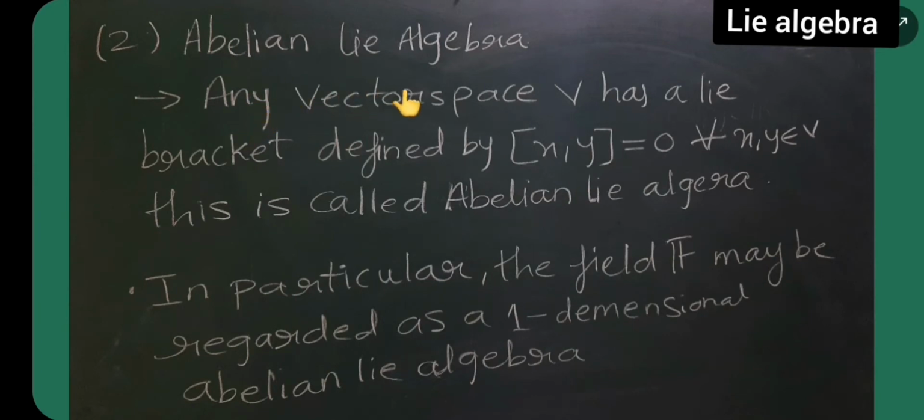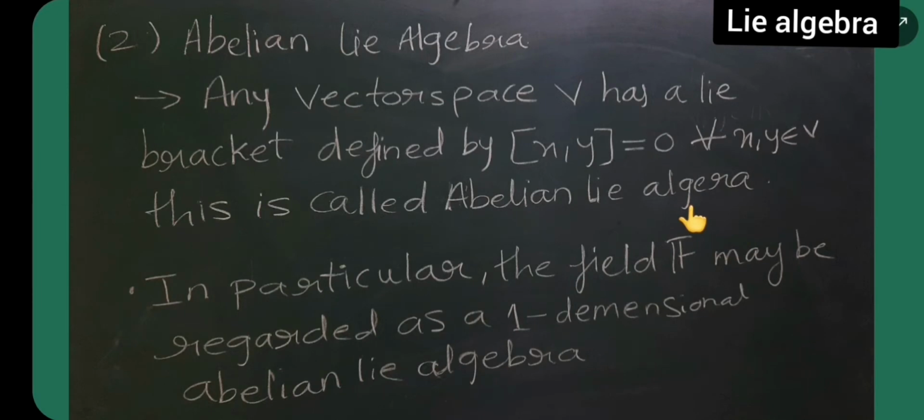Now, what is an Abelian Lie algebra? Any vector space V has a Lie bracket defined by x comma y. This is the Lie bracket, and x comma y is equal to 0 for all x, y belonging to V. This is called an Abelian Lie algebra. Any two vectors having this Lie bracket equal to 0 is called an Abelian Lie algebra.